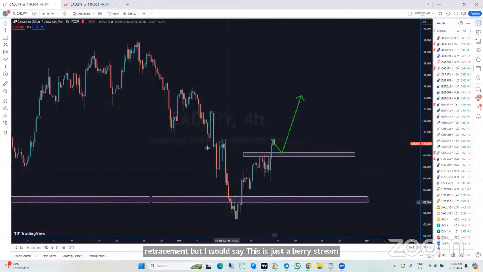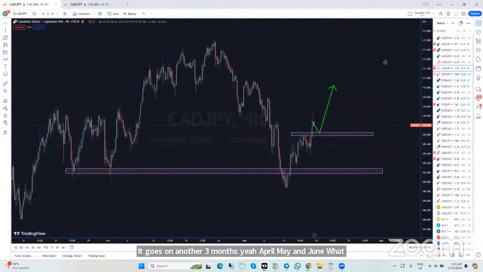Right, so you can see that price bottoms out, higher low, higher high, higher low, it breaks. If it comes back and retests this area, I would say this is a very, very nice place for us to enter before it goes on another 3 months. April, May, and June, bullish run. So keep a lookout for CAD Yen for trend trading.